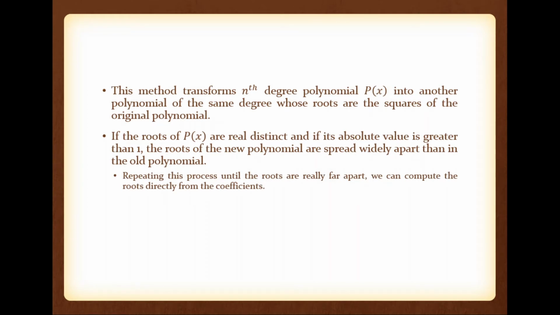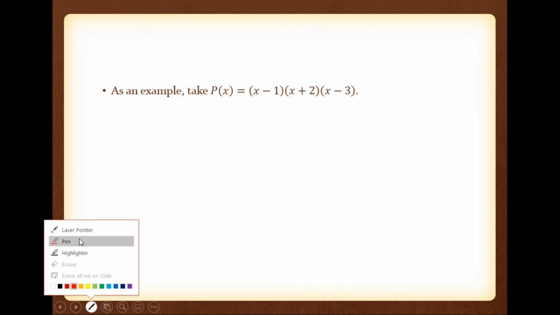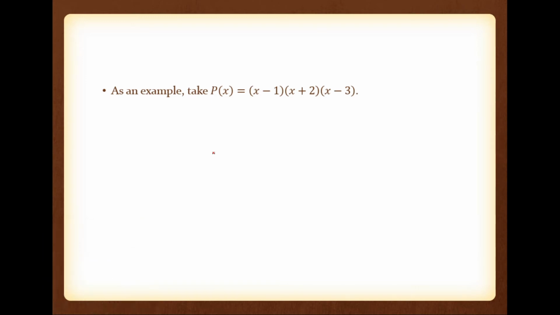Okay, so using an example we can explain the Gauss root squaring method. For that purpose, assume that we have a third degree polynomial, that is, p of x is equal to x minus 1 into x plus 2 into x minus 3. So what are the roots?